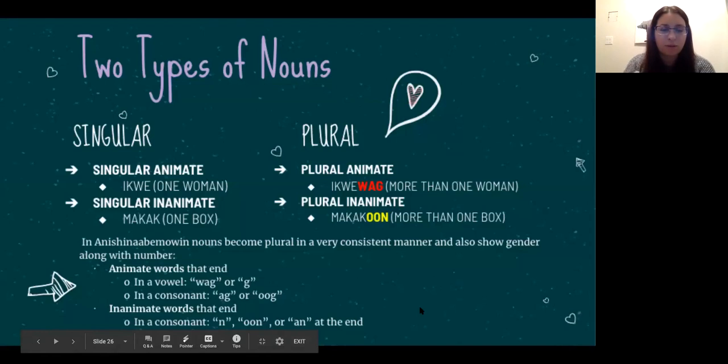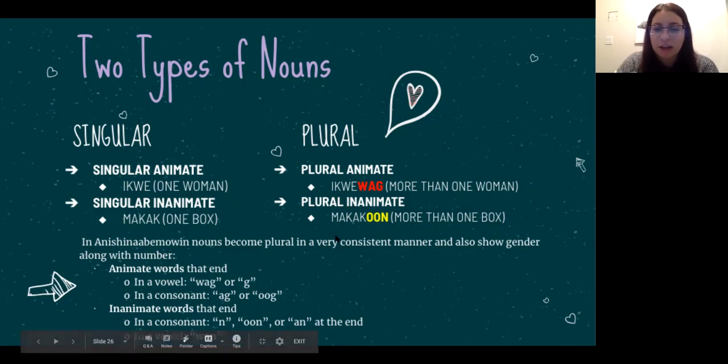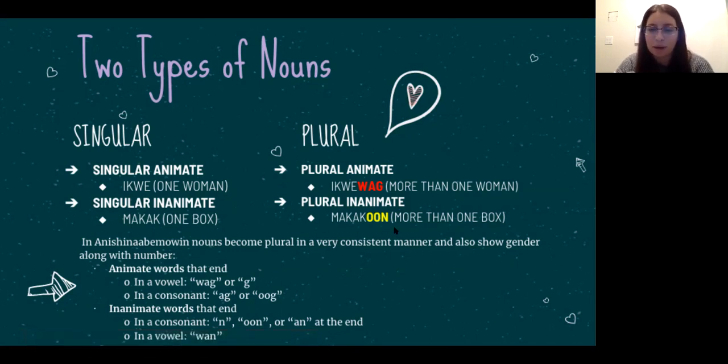All right, so I don't think we talked about this next week or last week. There's two types of nouns, the singular and plural. A singular animate noun, like ikwe, means one woman. A singular inanimate noun would be one box, makak. There's also a plural version. For more than one woman, ikwe is an animate noun, so you would say ikwewag. For a plural inanimate noun, more than one box, you'd say makakun.